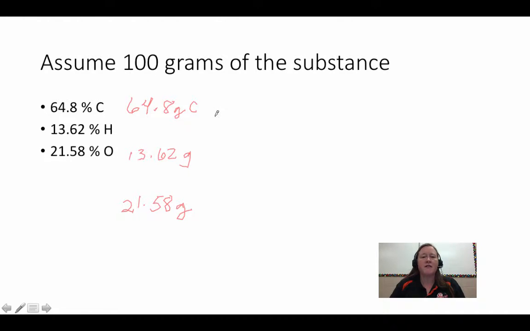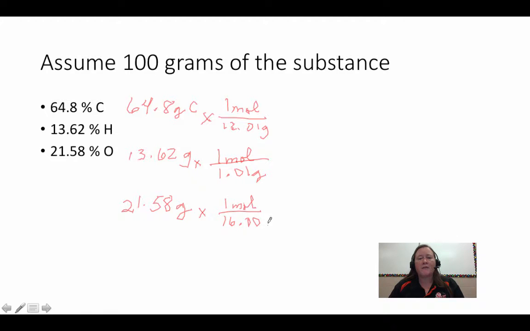Now the next part is to convert to moles. To do this, we're going to use the molar mass conversion. 1 mole of carbon has a mass of 12.01 grams. I'm sorry, this looks like a kindergartner is writing it. 1 mole of hydrogen has a mass of 1.01 grams. And 1 mole of oxygen has a mass of 16.00 grams.